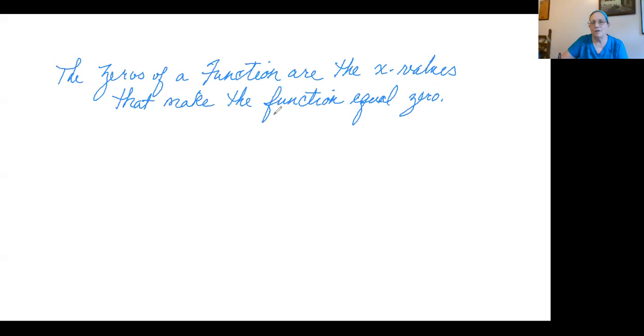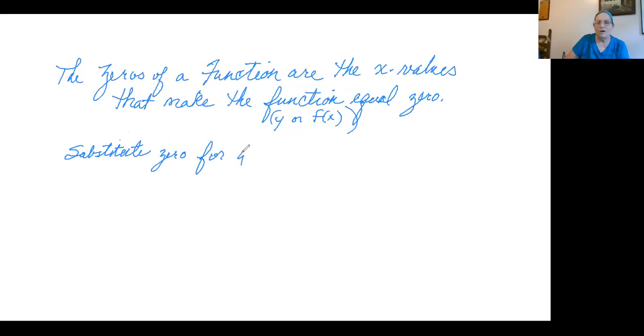Now the function is represented by the y, or they might write it as f of x. What else is it? Doesn't this sound familiar? What else is it that makes the y value equal 0? What do we get when we substitute 0 for y? If you substitute 0 for the y, so we get the zeros.